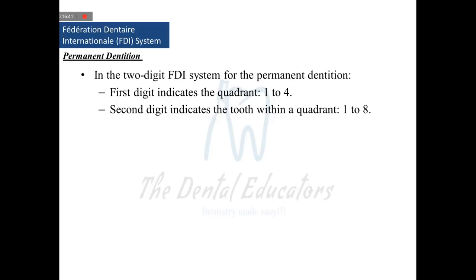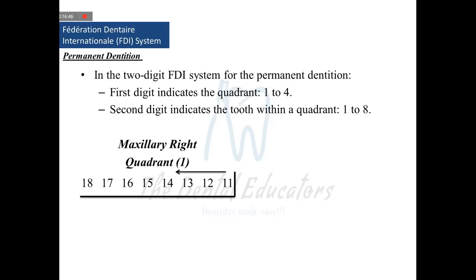So let's see how we are mentioning all the tooth numbering for the permanent dentition as per the FDI notation system. Going through the maxillary right quadrant, we are using the same two-digit system. The first digit represents the quadrant number, which for the maxillary right quadrant in the permanent dentition is 1, whereas the second digit represents the tooth from the midline, that is the maxillary central incisor. So 1-1 basically represents the permanent maxillary central incisor.